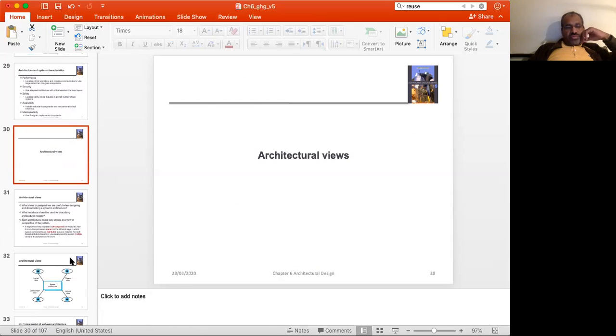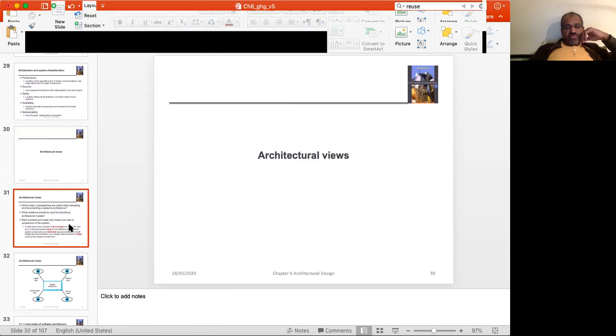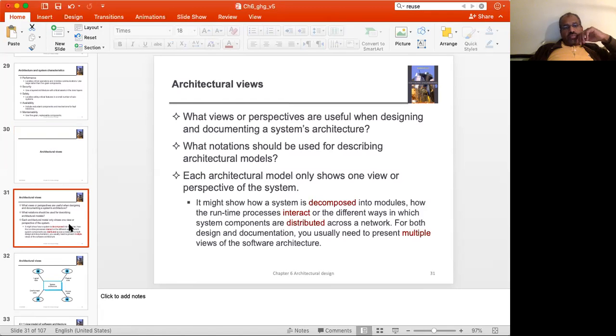Okay, architecture views. But we've seen these before. One of the decisions we have to make is to decide what views or perspectives are useful when designing and documenting systems architecture. I made a bit of distinction between views and viewpoints. I said the viewpoints are like where you're looking at the system from, like a functional viewpoint, and the actual view is the instantiation of that viewpoint. And what notations should you use?